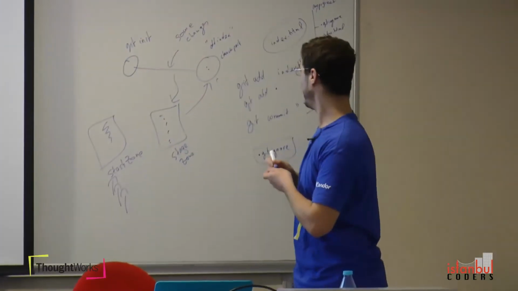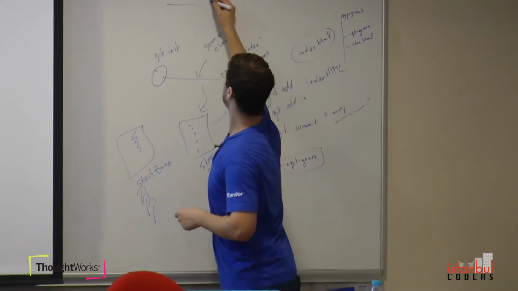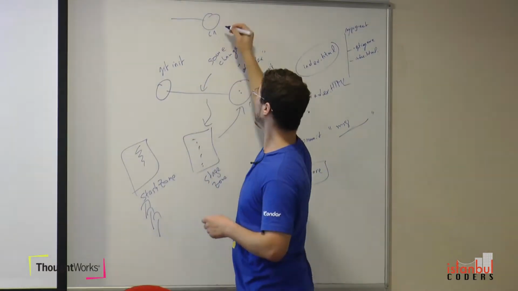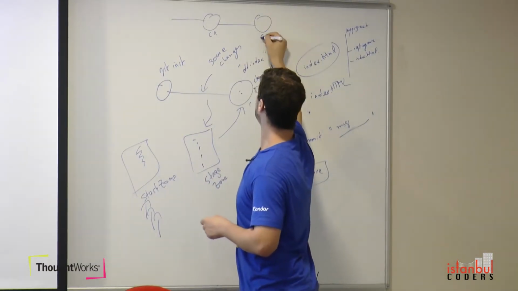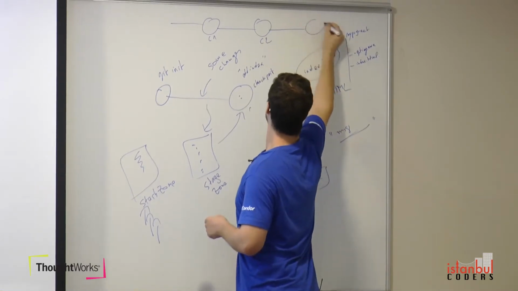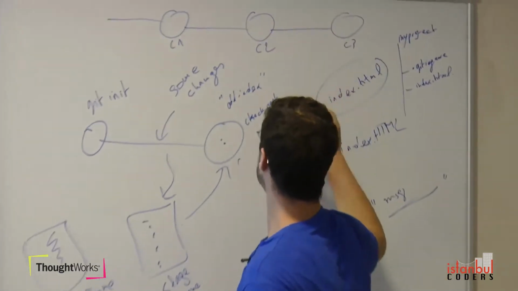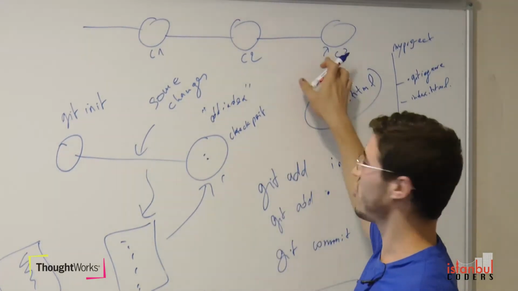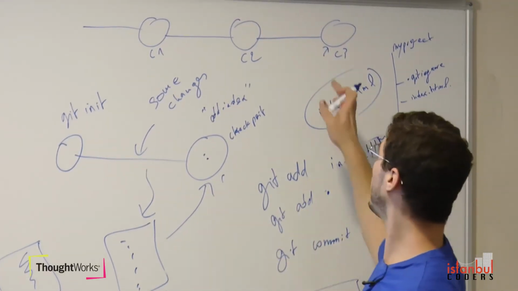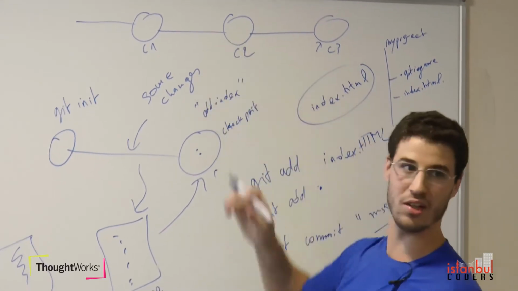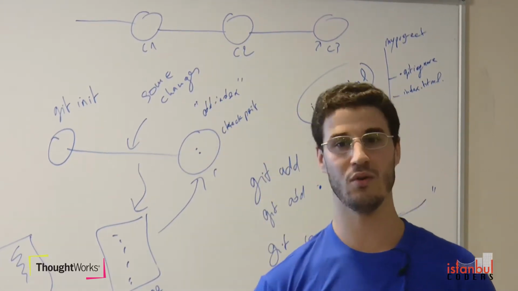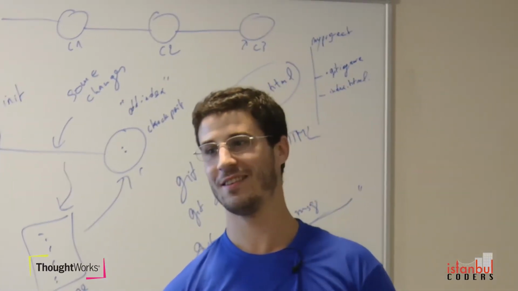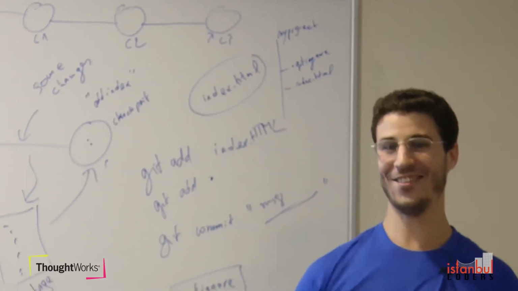For example, let's say I have C1, which means commit number 1, C2, and C3. Let's say we are currently at this position, and we want to come back to this position. What's the command that we use in Git? Reset. Reset what?